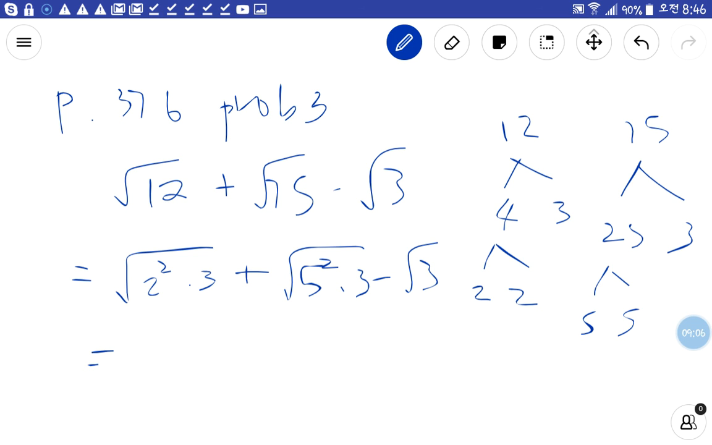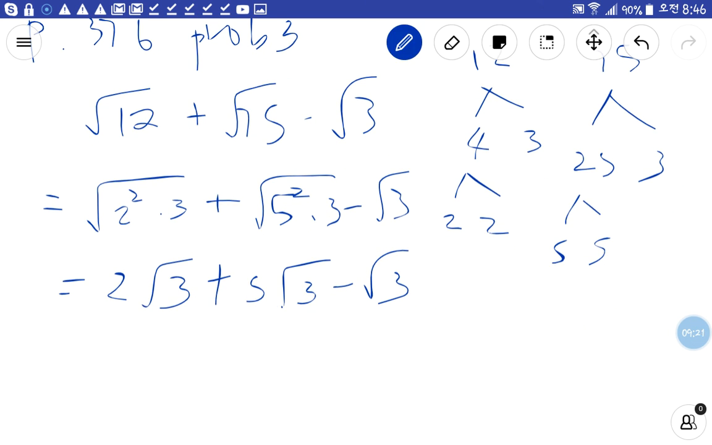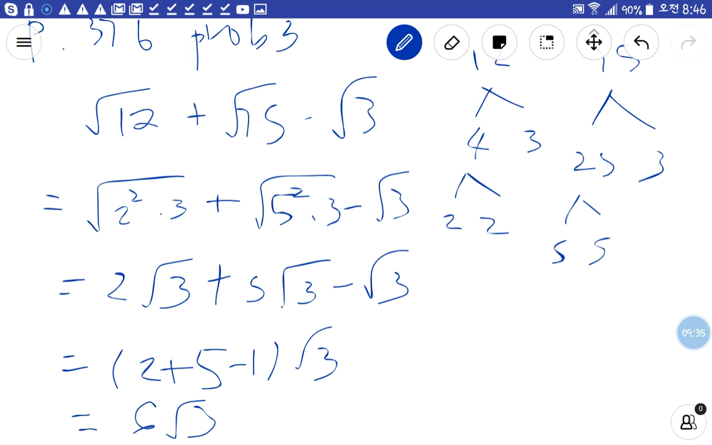So now, 2 squared can be simplified as 2 radical 3, right? And 5 squared is a perfect square number. 5 can be pulled out and leave 3 inside. Minus radical 3. Okay. Everything has an index 2 and the same radicand, which is 3. I can work with that. 2 plus 5 minus 1 this time, radical 3. What do you have? 2 plus 5 is 7, minus 1, 6 radical 3. That is the right answer.